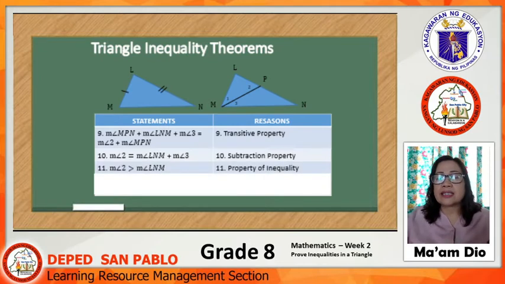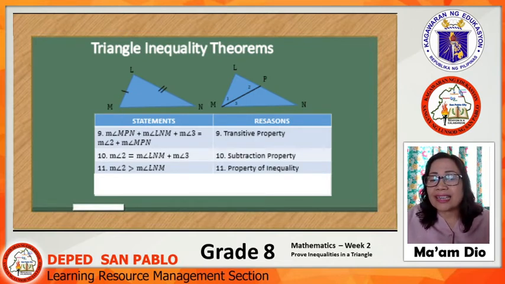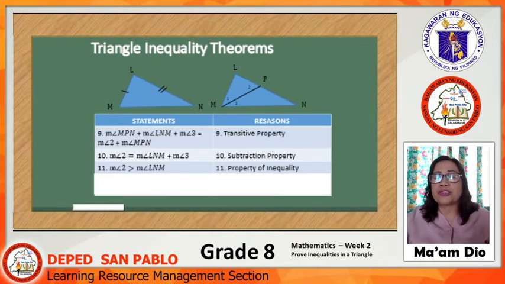Next statement then says that since the measure of angle 2 is the sum of the measures of angle LNM and the measure of angle 3, therefore it follows that the measure of angle 2 is greater than the measure of any of its angles, which is either the measure of angle LNM or the measure of angle 3. Again, that property states that the sum is always greater than its parts. Okay? And that is also a property of inequality which has been discussed to you previously by your teachers.